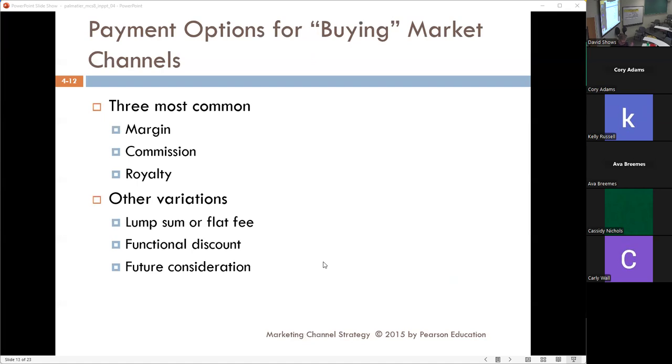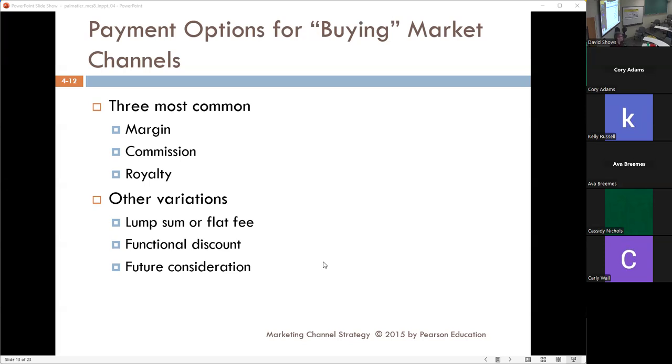So there's actually three common ways of doing it, the ones that are most often used. The first one is the margin, okay? And the margin is the difference between the price of the good and cost of goods sold. Just quite simply that, just the markup. And that is one of the ways that we normally go about making a payment, all right?